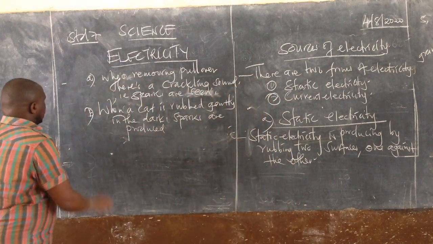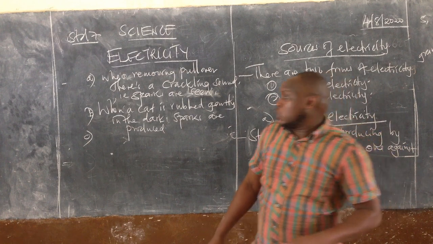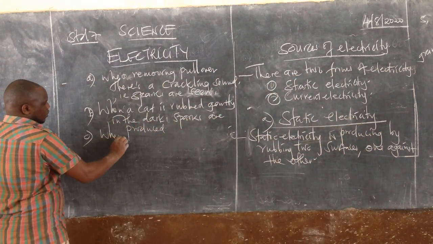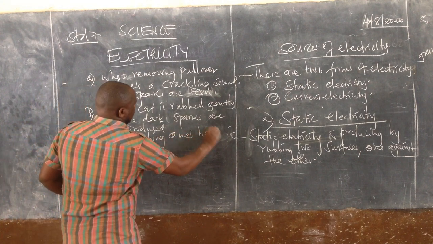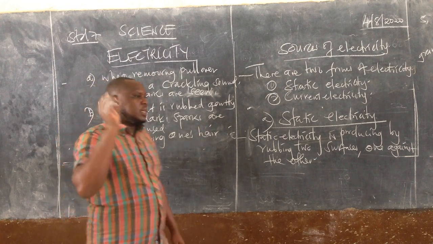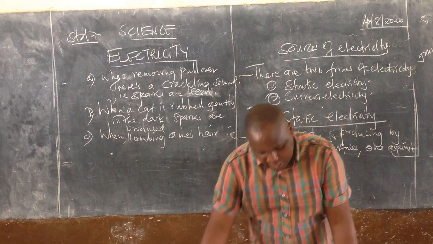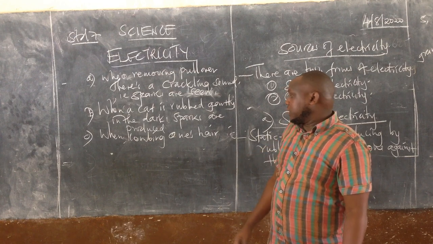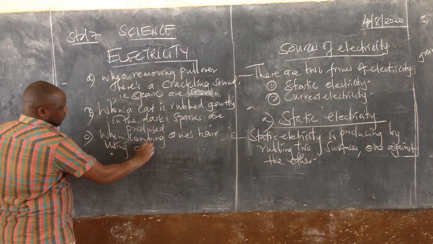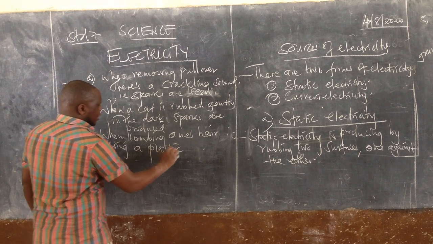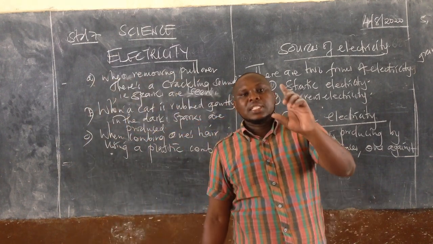Another way you can produce static electricity is by combing your hair. When combing one's hair, I'm sure you have heard that sound, especially if the hair is long, you'll definitely hear that. So a cracking sound will be found there, and especially when you comb using a plastic comb, not another comb, but a plastic comb. You are likely to hear the crackling sound, meaning that static electricity is being produced.